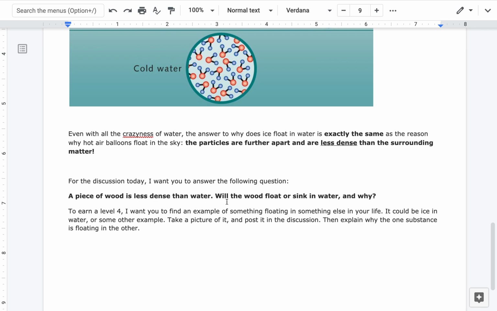Make sure you write it in a complete sentence, and you won't get full credit unless you put in that why. Now, if you want to earn a level 4, I want you to find an example of something floating somewhere else in your life. It could be ice in water or some other example. Take a picture of it, post it in the discussion, then explain why the one substance is floating in the other. If you do the level 4, you don't have to answer the level 3 question because, well, you're basically answering it for a different substance. So kind of the same thing.